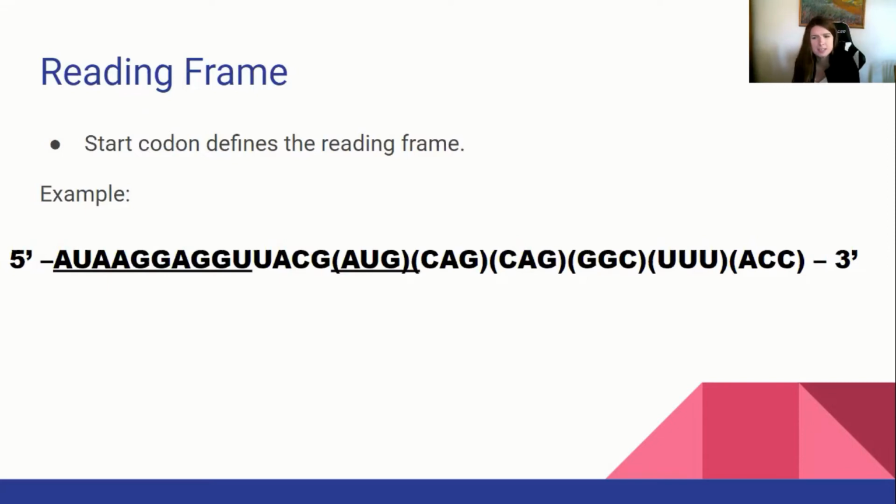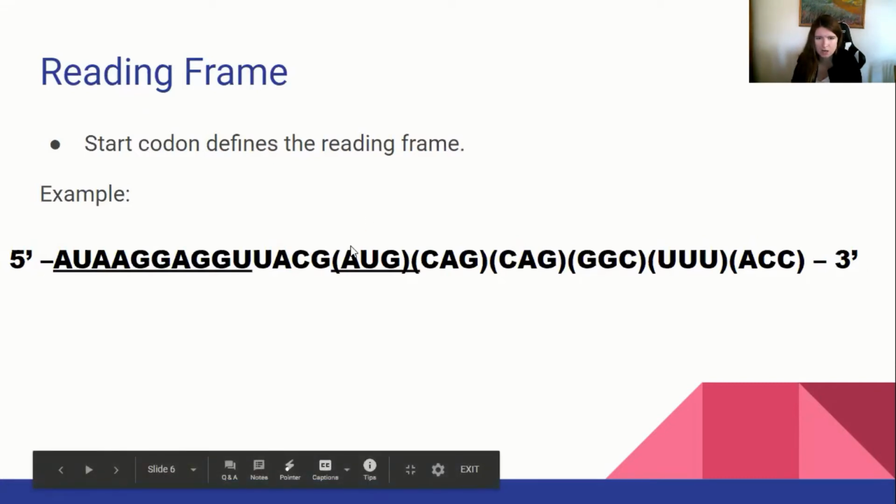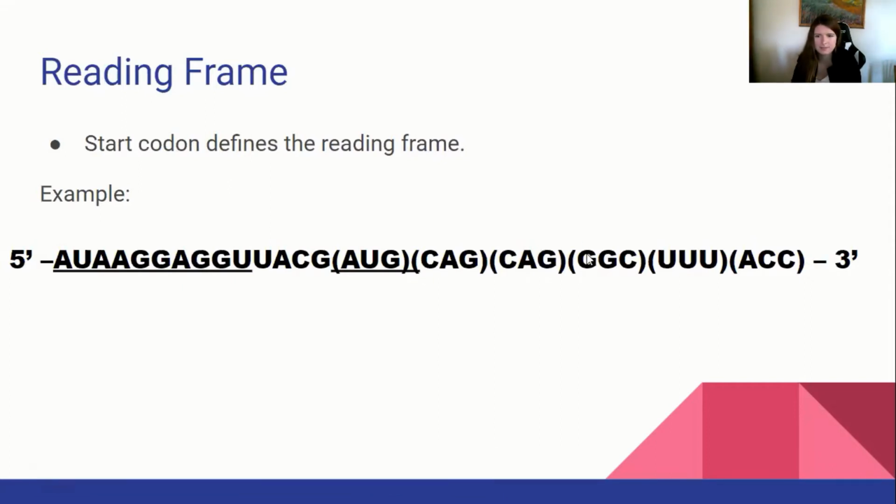So they're not physically separated into sets of 3 in the mRNA. It's all dependent on when we find that start codon, and then everything after that start codon is read as a set of 3. So you have to group them together in your mind. Here I've grouped them with parentheses. Here's our start codon AUG. Our next codon would be CAG, then CAG, GGC, UUU, ACC, and so on.